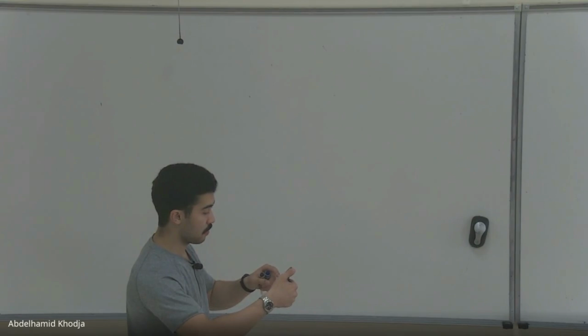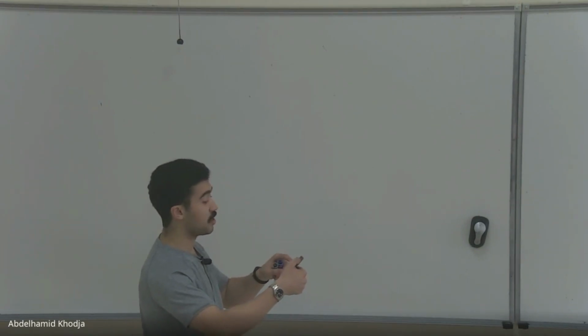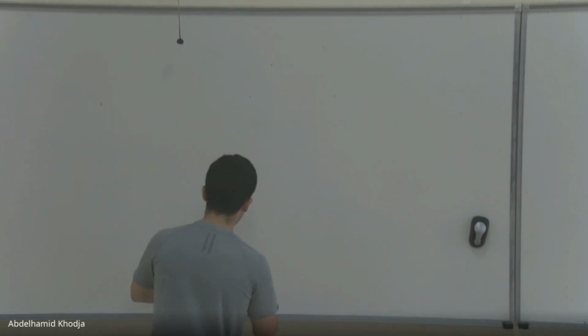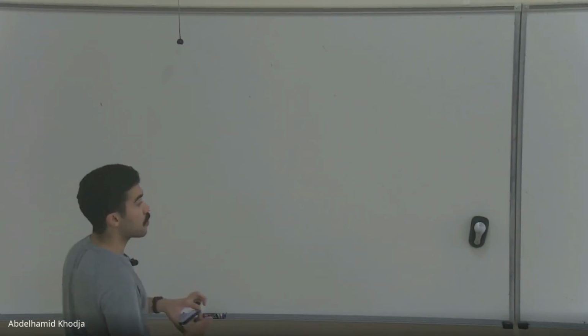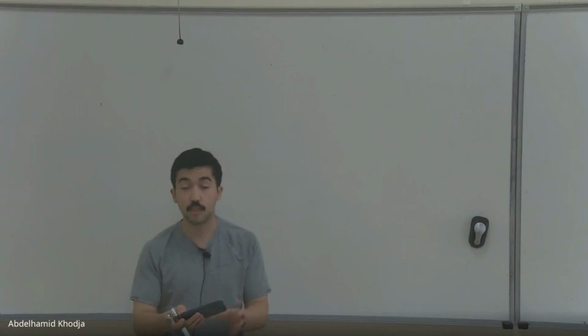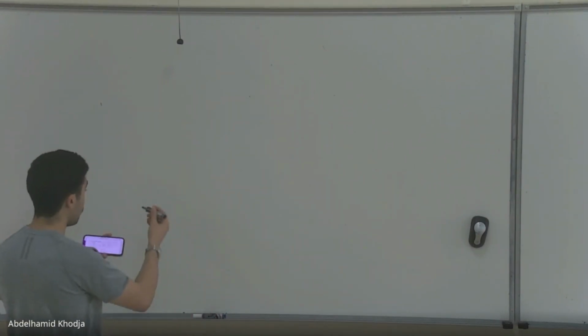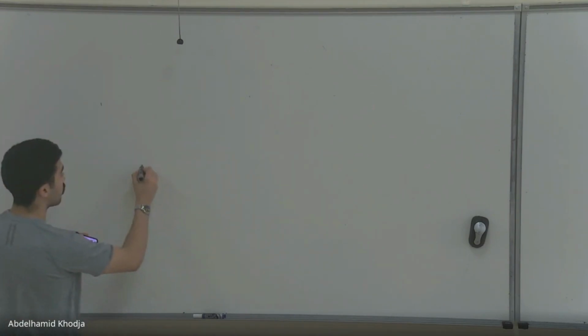16, is it 16b? Yeah, 16b. Last slide of 16b. And there is this question. Remember, the Michael addition is the addition where you're forming a 1,5 diketone. So revise this. The question that's on the slide is the following.